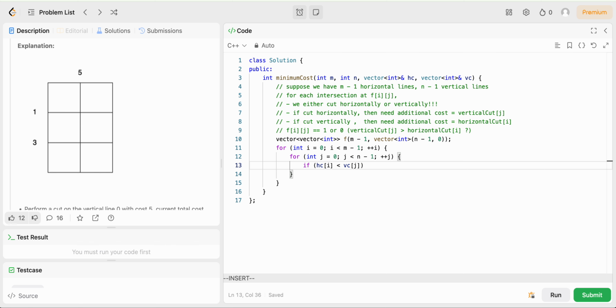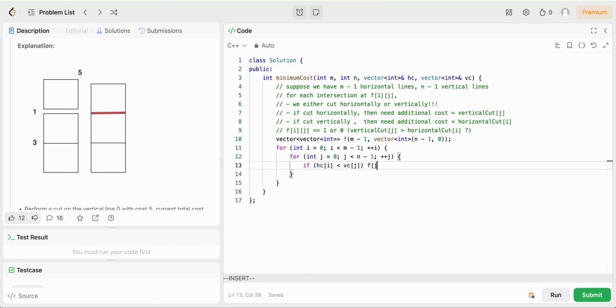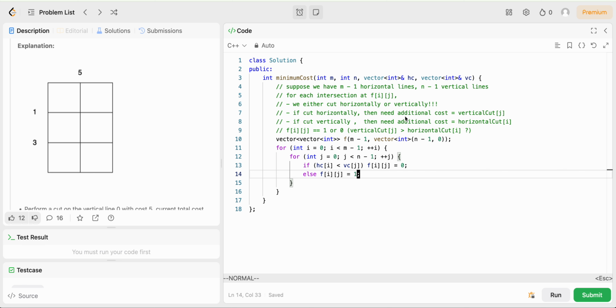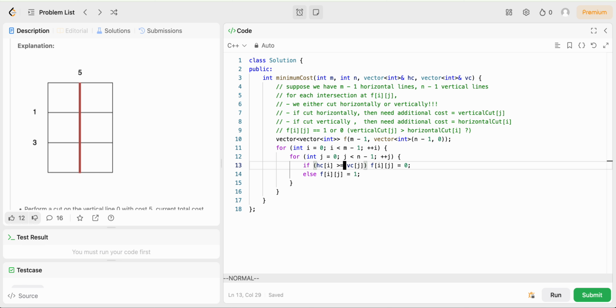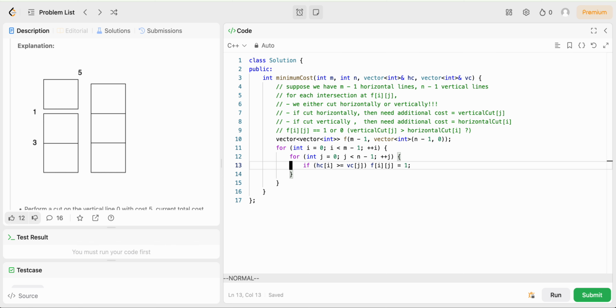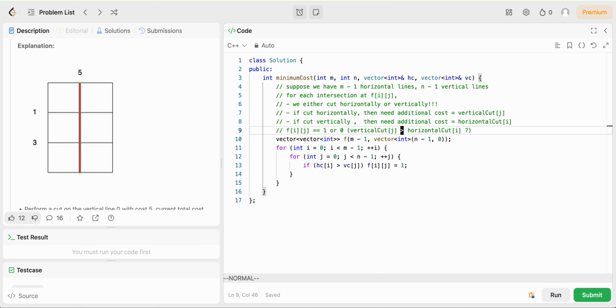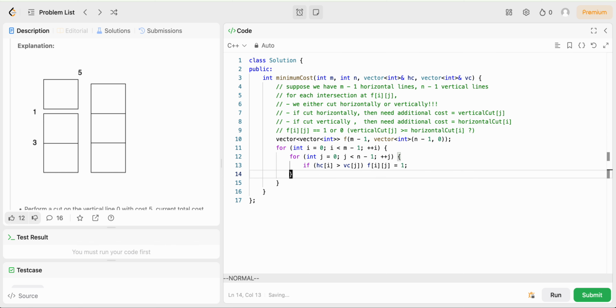then f i j equals 0. Otherwise, f i j equals 1. Because it's already initialized to 0, we actually do not need to write it this way. We just say if HC is greater or equal to VC, then f i j equals 1. Because we don't care about the equal case, since either way should be fine, we just delete it. It's a little bit different than this part, but it should be fine. Let's add the equal here, so they are identical to avoid any confusion.